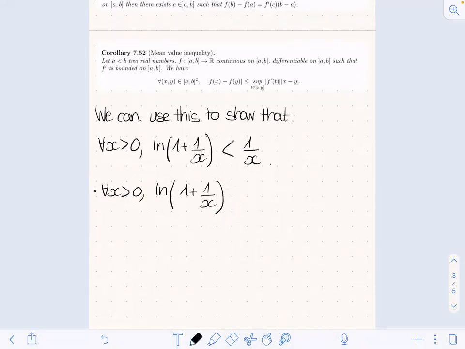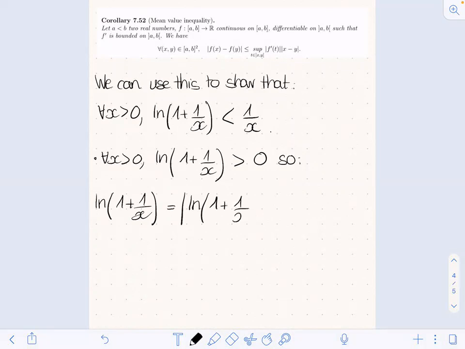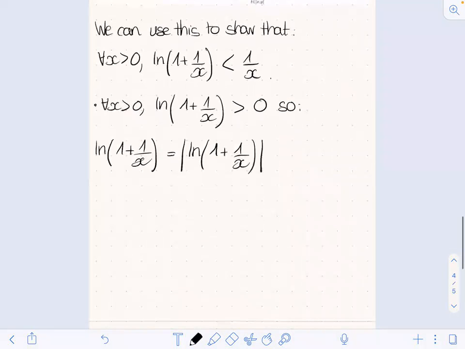So this is strictly positive. So what we can do is say that logarithm of 1 plus 1 over x, as it's positive, is equal to the logarithm of 1 plus 1 over x in absolute value. Be careful, that only holds if x is positive. If x is negative, then this term becomes smaller than 1, and the logarithm of something smaller than 1 is negative.